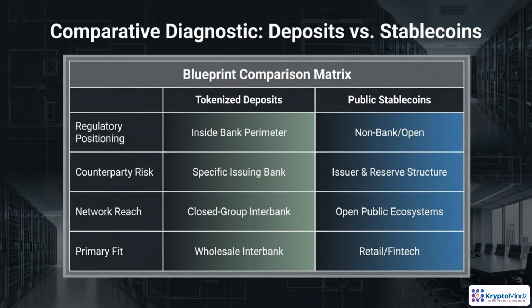Tokenized deposits behave like today's bank money, just represented on a ledger. They live fully inside the bank perimeter, so regulators can mostly reuse existing bank rules. Your counterparty is the specific issuing bank, and usage tends to focus on closed interbank networks and wholesale flows. Public stablecoins sit outside that perimeter. They may be issued by non-banks, with risk tied to both the issuer and the reserve structure. In return, you gain open networks, broad reach, and a better fit for retail and fintech style use cases.